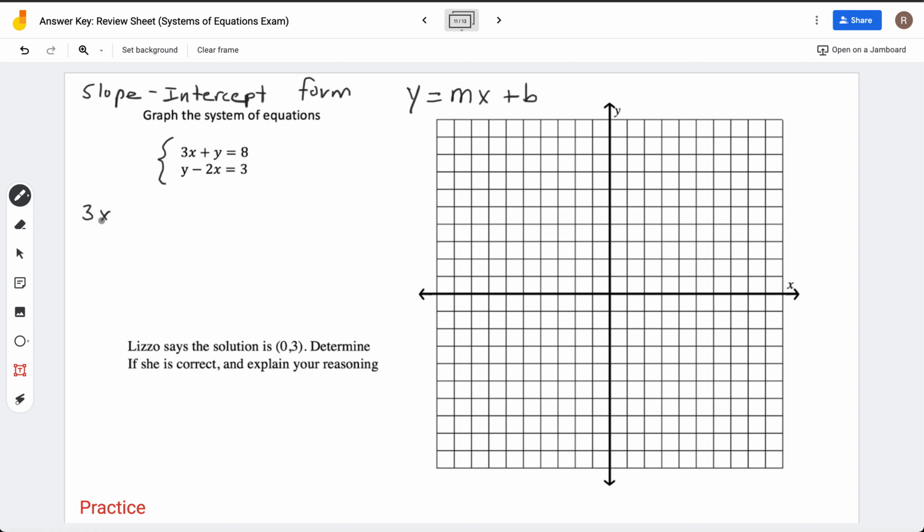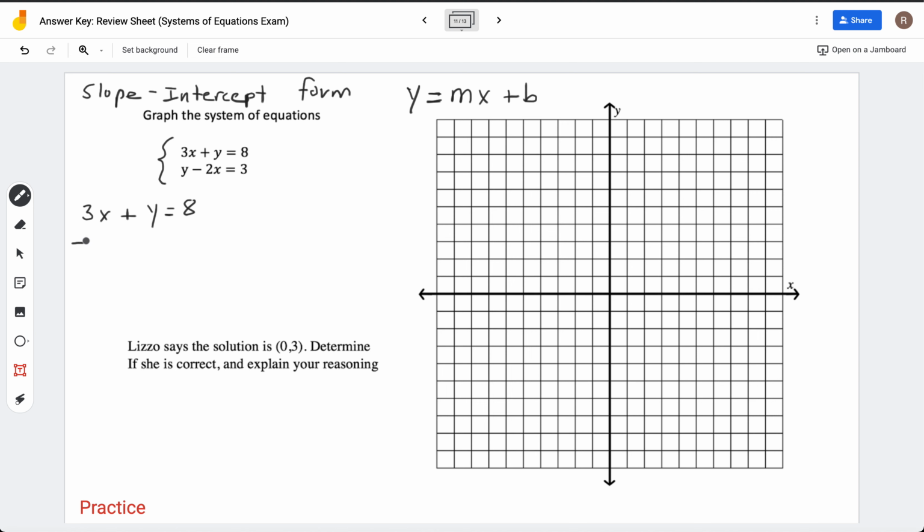We have 3x plus y is equal to 8. And something I noticed is that when we're in slope-intercept form, y is by itself. It's on its own side of the equal sign. So what I want to do is get y by itself. So I want to get rid of this 3x so this y can be all by itself. So we can quarantine that y.